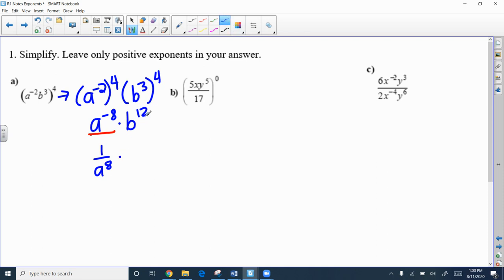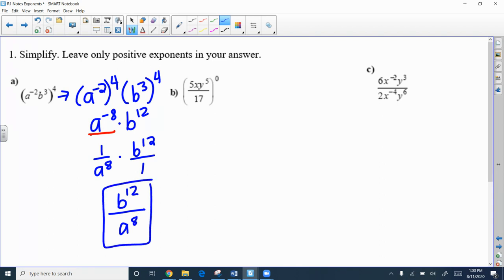Now it's still multiplied by b to the 12th. So I can write b to the 12th. If I want to write that as a fraction, I would just put the b to the 12th over a 1 because it doesn't have a negative exponent. And then if I am putting these together or multiplying them together, we multiply the numerators together. So 1 times b to the 12th is b to the 12th in the numerator. And then in the denominator, I multiply those together. So a to the 8th times 1 is a to the 8th. Okay, and that's what our simplified answer looks like.